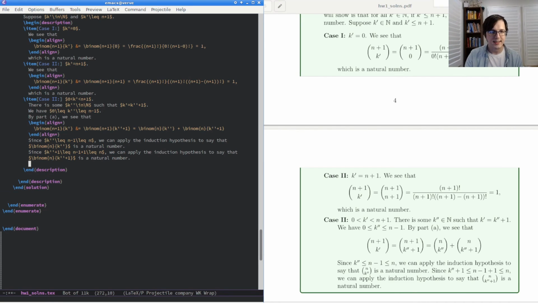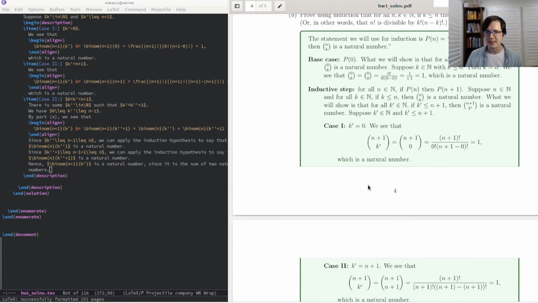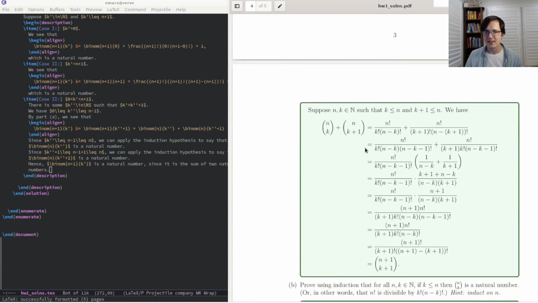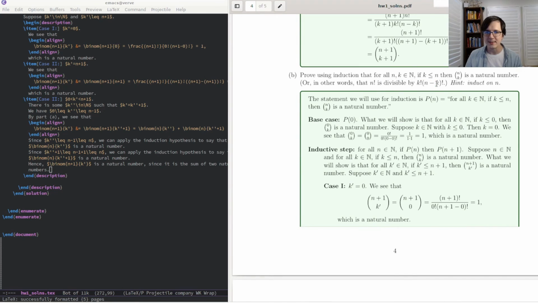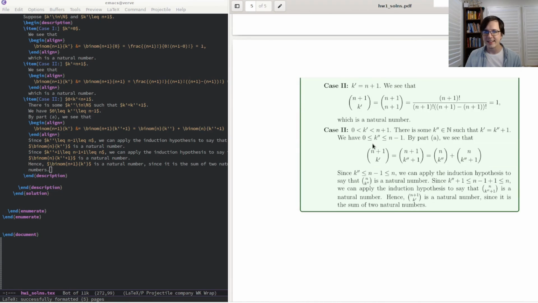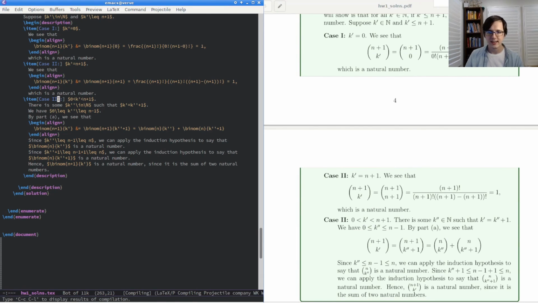Well, I should say, hence, binom n plus 1 k prime is a natural number since it is the sum of two natural numbers. So I guess if you're somebody who proved this by induction from scratch, by using the divisibility version instead, you did not see this 3 case thing. Oh, I should write case 3.